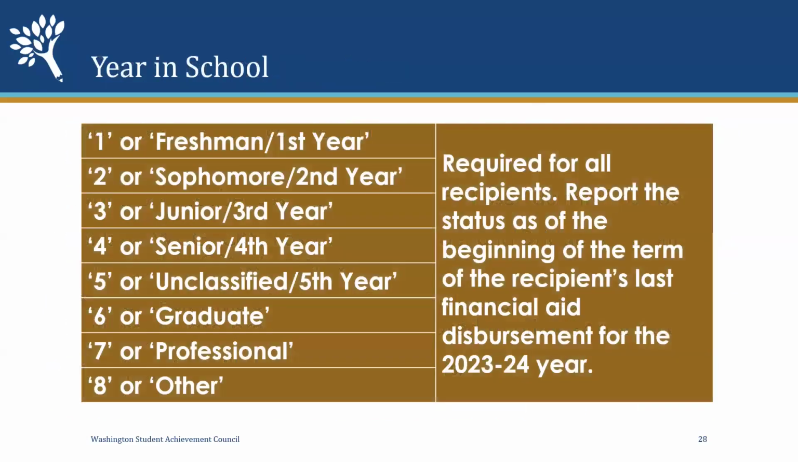This slide is just listing what the definition of year in school is. One of the ones that tends to be a little problematic is 8, because that is for non-matriculated Running Start students, for example.